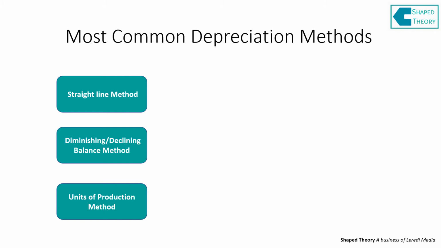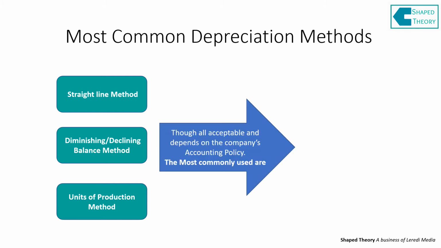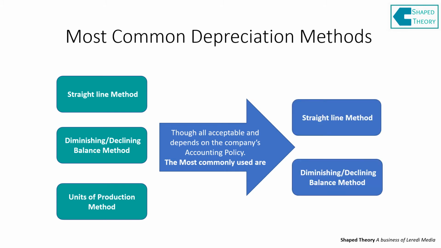Though all these methods are acceptable and depend on the company's accounting policy, the most commonly used methods are the straight line method and the diminishing or declining balance method.